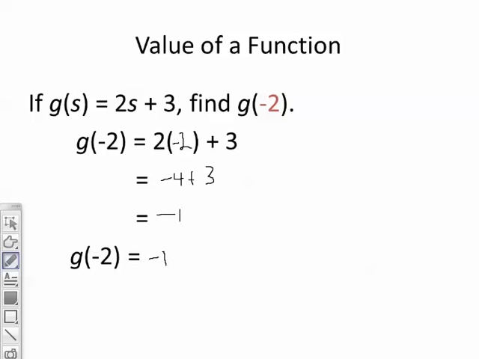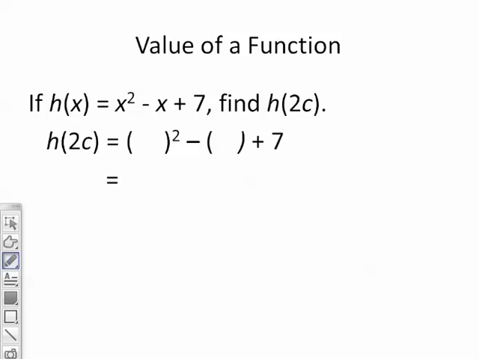It's that simple. It's not intended to be difficult. It's intended to be simple to follow. It's when they start getting into things like this that it gets a little bit difficult. H of x, probably a function of height based upon x, how far out it's gone. So the height of x is represented by x squared minus x plus 7. And they're sticking 2c in. Can they do that? Why, of course they can. They can simply come along and stick 2c in here and 2c in here, 2c.